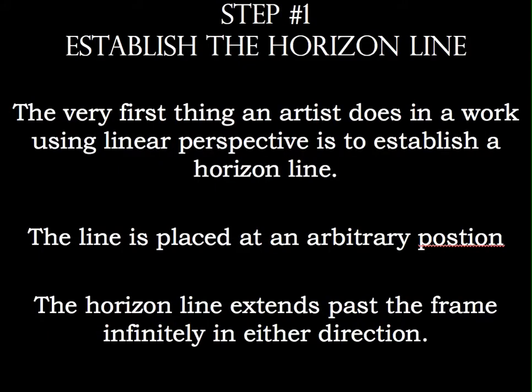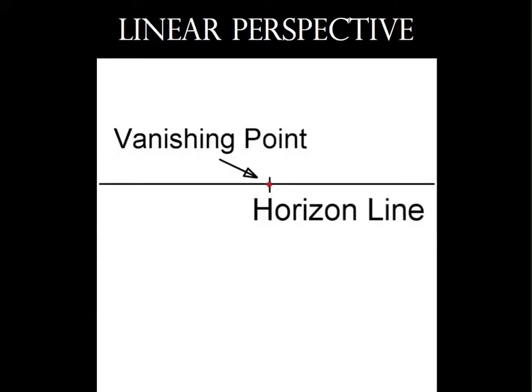The first step of linear perspective is to create a horizon line. And the horizon line, of course, is where the sky and the land meet. It's one of the only rectilinear or straight lines that we see in nature. The line is arbitrary. It can be up high or down low. It can be in the center of the image. And keep in mind that the horizon line will extend past the frame infinitely in either direction.